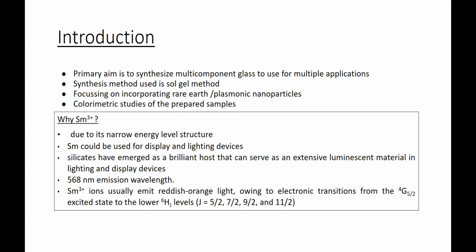Silicates have emerged as a brilliant host that can serve as an extensive luminescent material in lighting and display devices. The emission wavelength of the samarium ion is 568 nanometers, and rare earths usually show transitions in the f-f range. Samarium usually emits reddish orange light owing to electronic transitions from 4G5/2 to 6H5/2, 6H7/2, 6H9/2, and 6H11/2.